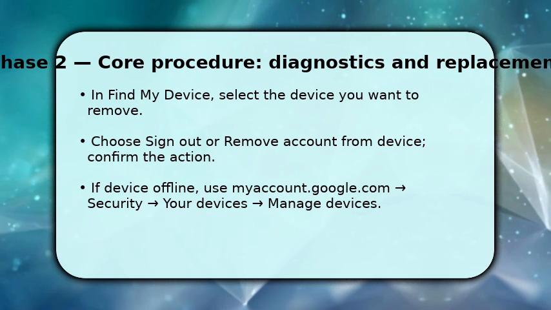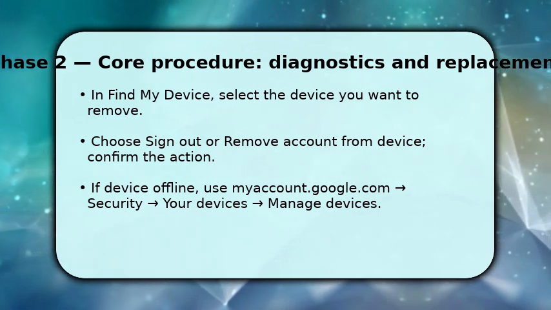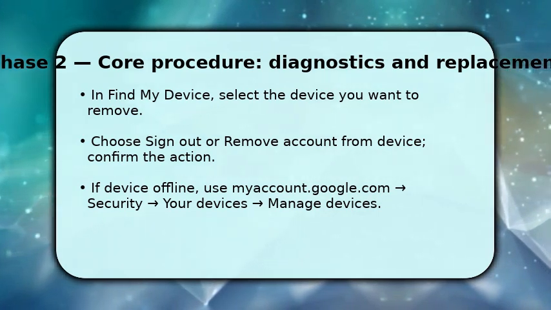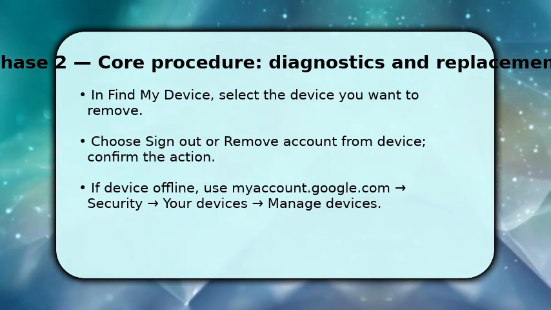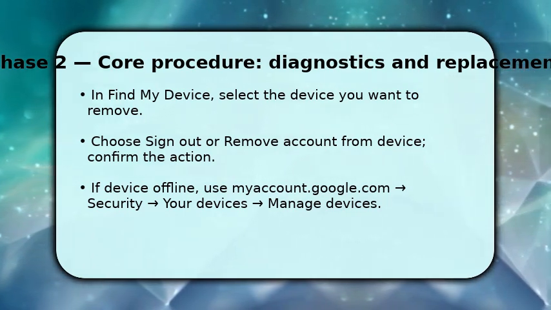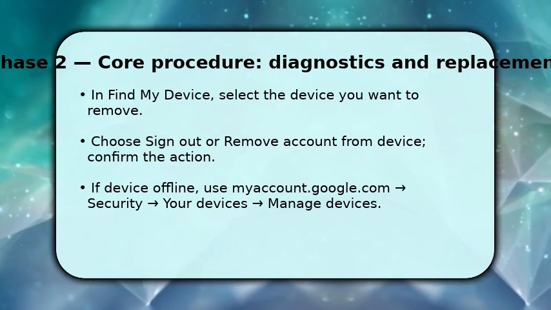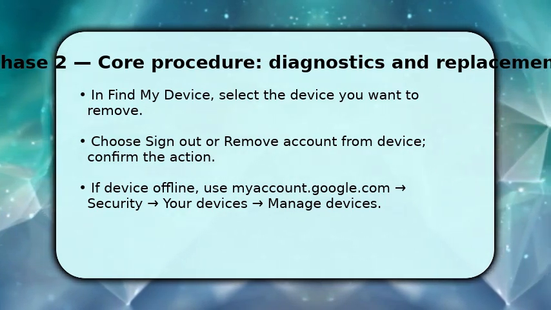Once done, the device will no longer report location or accept remote actions from that Gmail account. Make sure to also remove the account locally on the phone if you still have it in hand to fully sever tracking. Finish by verifying removal.